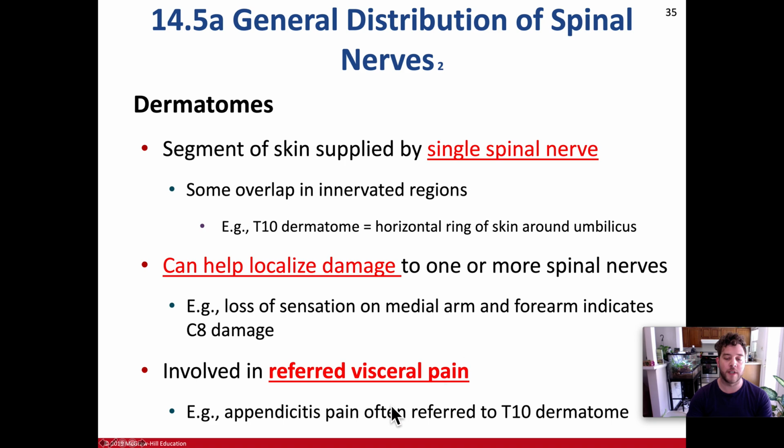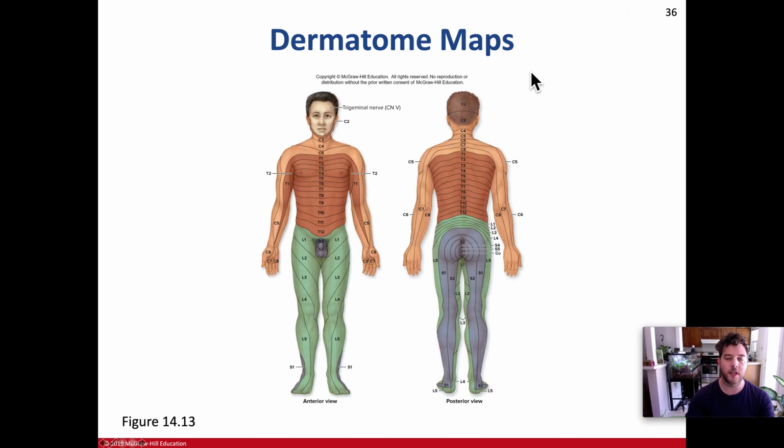Spinal nerves are also involved in referred visceral pain. Appendicitis pain is often referred to the T10 dermatome. So even though the appendix is more in the inferior portion of our abdomen, we typically feel it more in the middle upper. Here is the dermatome map, is what they call them.